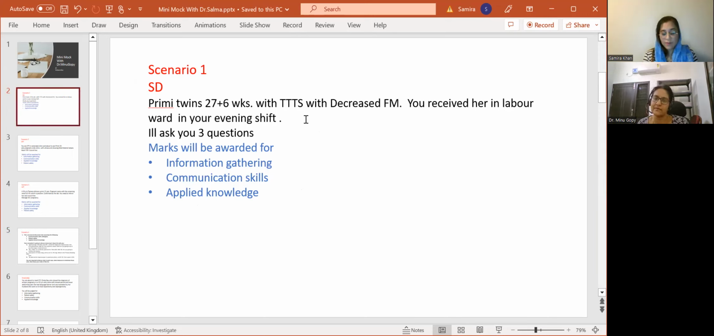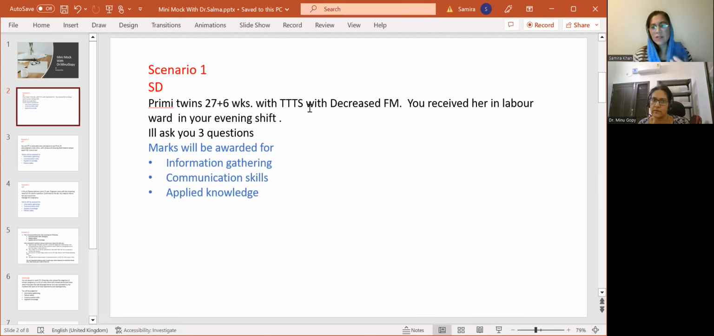So let's start with the first one. It was a twin case, but you don't know much about it because the information is not enough. Of course you would like to know more, and you are receiving her in labor ward already. It looks like she's already admitted to the labor ward, and you are receiving her from the previous shift. You are in the evening shift, so the patient is going to stay with you at night. In your 2 minutes, you need to create that scenario in your mind: what things you need to do that night, and what you are going to arrange early morning.